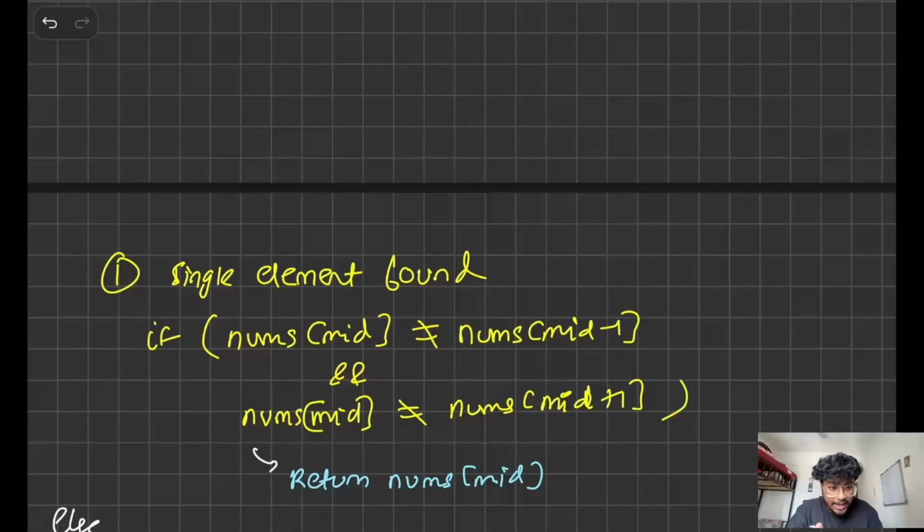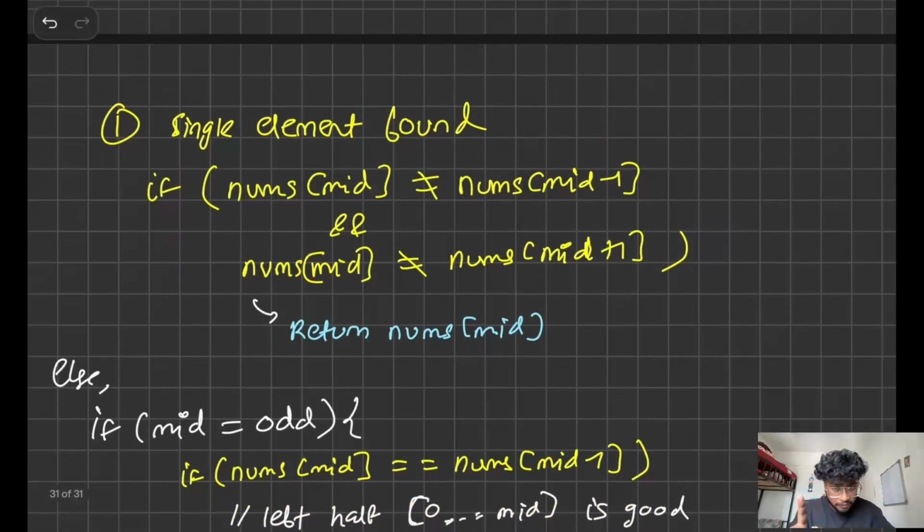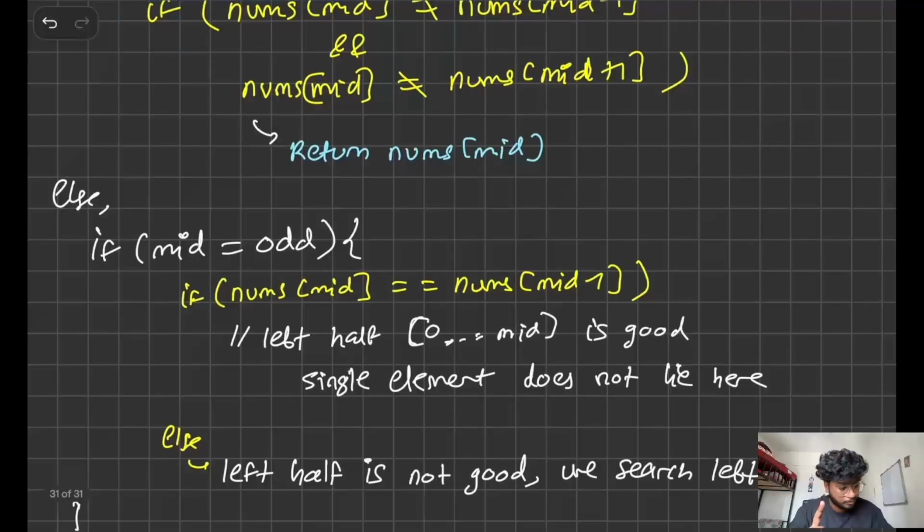If this is not the case, then we will look into the parities of mid. So let's consider the first case where mid is odd. If my mid is odd, I would check this: if my nums of mid is equal to nums of mid minus 1, if this is equal, then I can surely say that my left half, which is this half, is good.